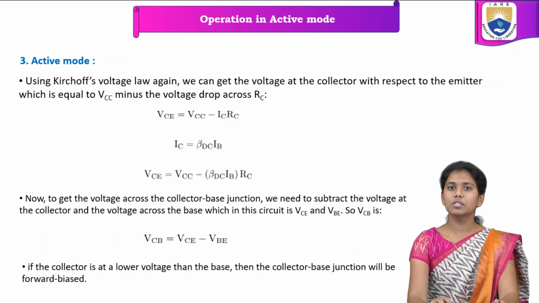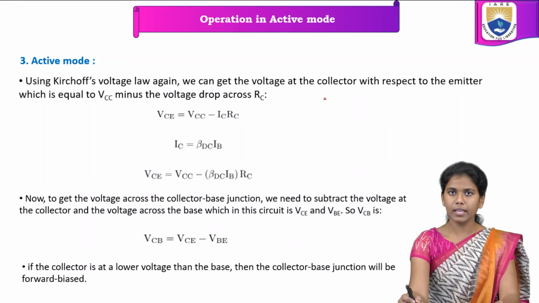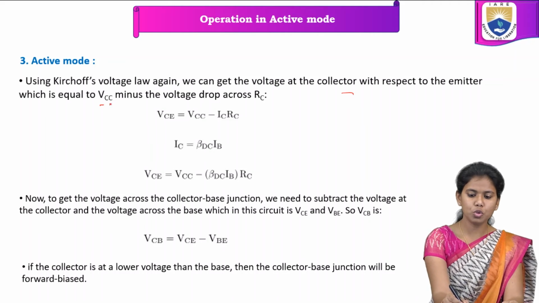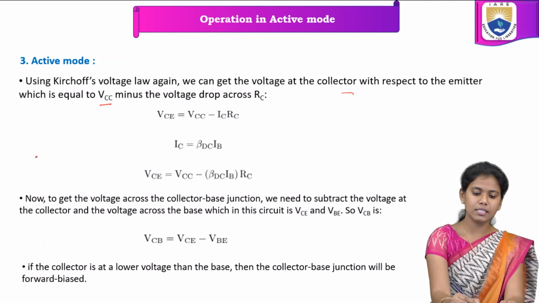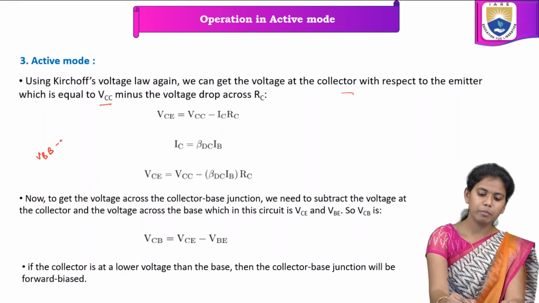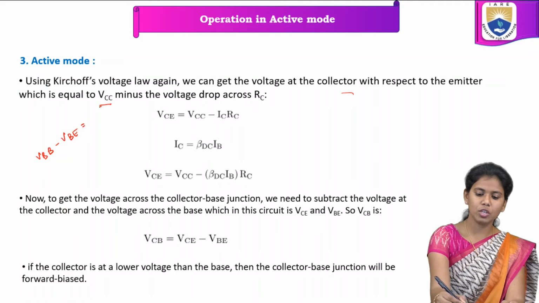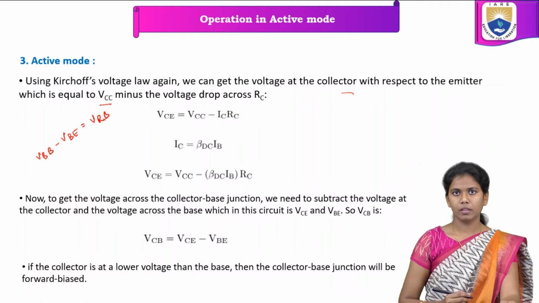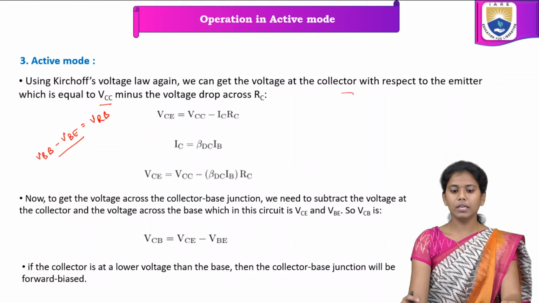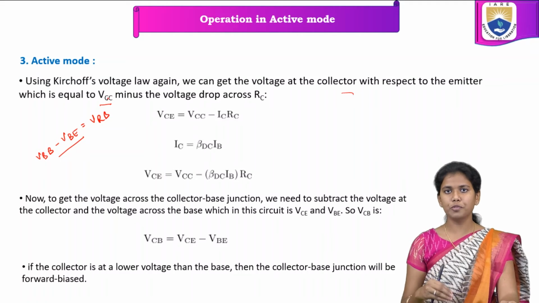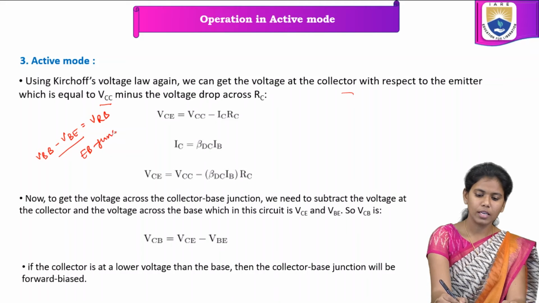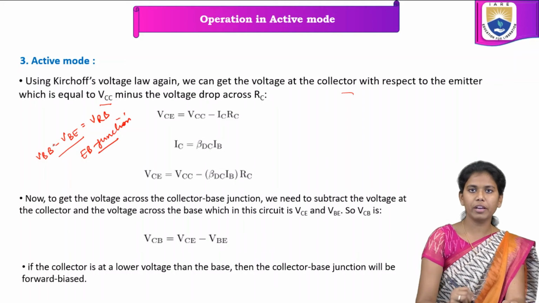We are writing the expressions by considering Kirchhoff's voltage law and also Ohm's law. So by using Kirchhoff's voltage law, we can get the voltage at the collector with respect to the emitter, which is equal to VCC. Till now we have discussed VBB, that is VBB minus VBE equals VRB. Now in this slide, we will discuss applying Kirchhoff's voltage law at another junction. The first one is the emitter base junction, which we have observed.